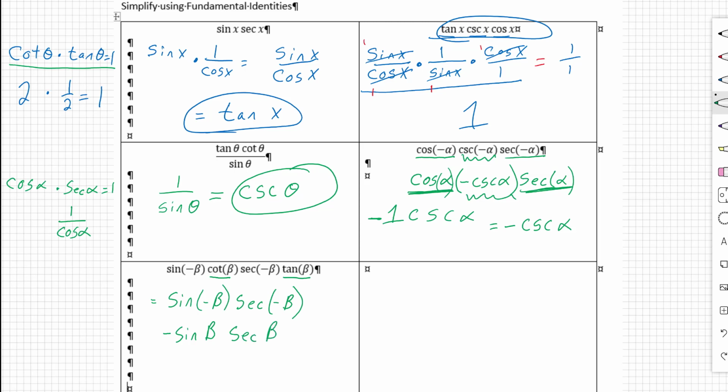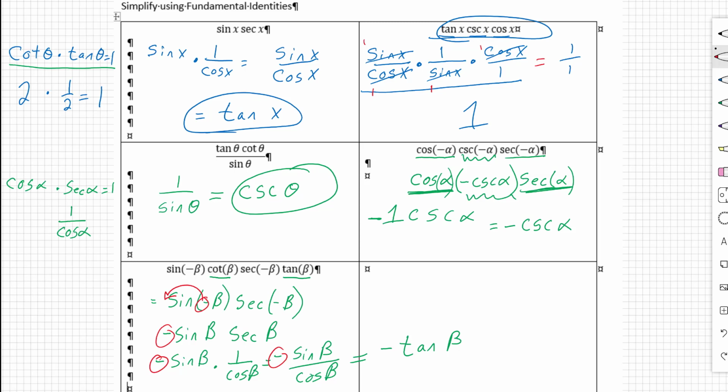But secant beta, that's 1 over cosine. So this is negative sine beta times 1 over cosine beta. Or you could look at it as negative sine beta over cosine beta. And as we remember from our quotient identities, that is negative tangent beta. Again, the negative is just going along for the ride. Nothing about the sine over cosine is what made this negative. It was just the fact that sine is an odd function, meaning the negative on the inside changes the output.